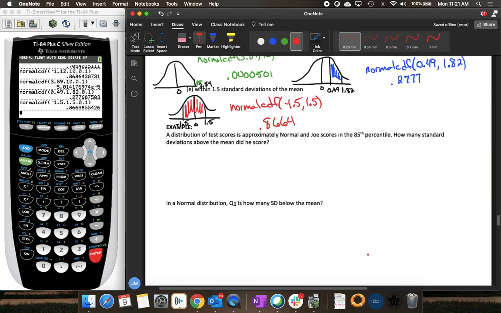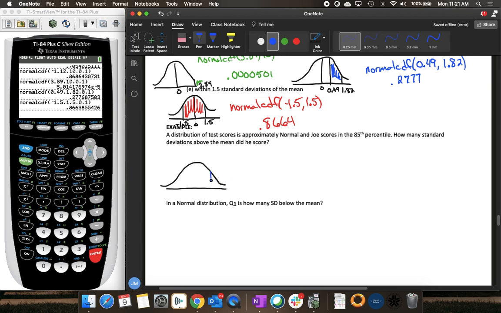Okay, so let's take a look at how we're going to use inverse norm with this next example. A distribution of test scores is approximately normal, and Joe scores in the 85th percentile. How many standard deviations above the mean did he score? Again, I would suggest drawing a picture. So we've got our normal distribution. We know that Joe scored in the 85th percentile.